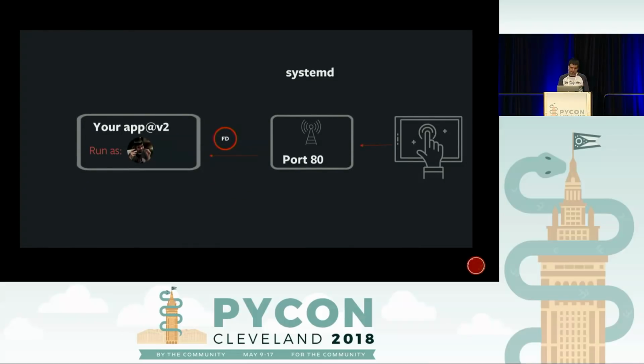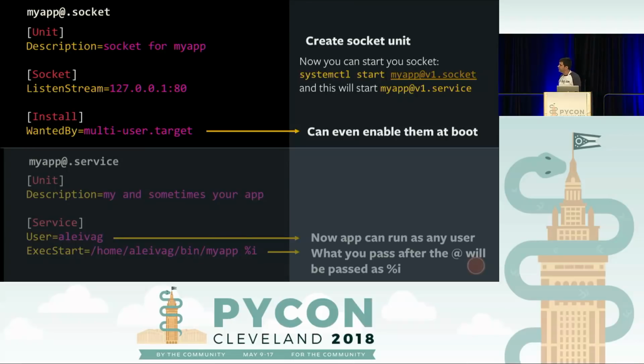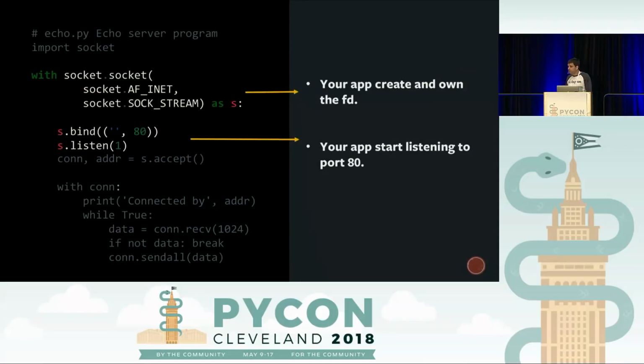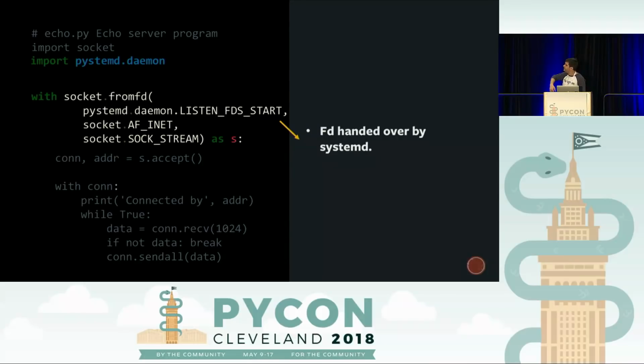Cool. So how do we make this possible? It's simple. The service files remain almost untouched. The important thing is that now you create a socket file where you specify what you want to listen on, and you start that socket file as you would start any service. Now, in your code, you would normally open a socket, bind to a port, and execute a listen. Since all these things are already done for you by systemd, instead of doing that you just use socket.fromfd. Instead of socket.socket, you open a file descriptor, and that file descriptor is the one that was handed to you by systemd.